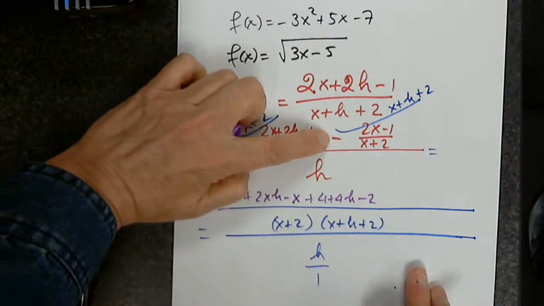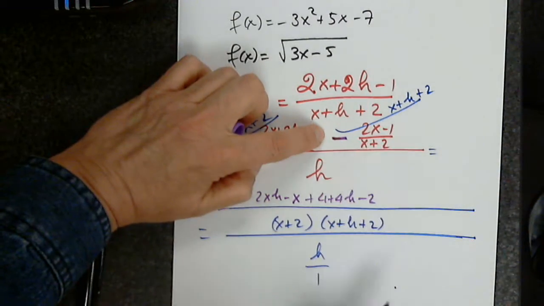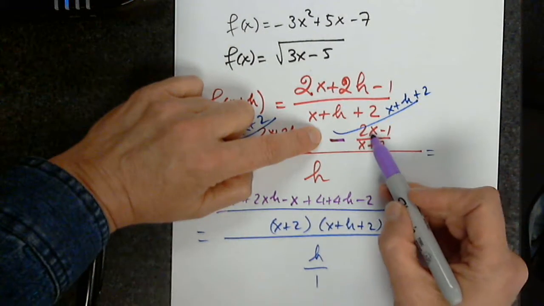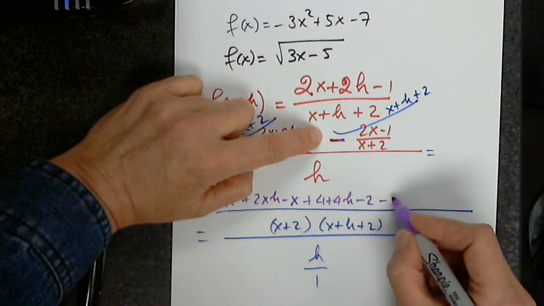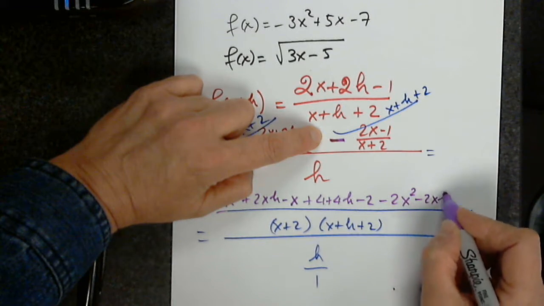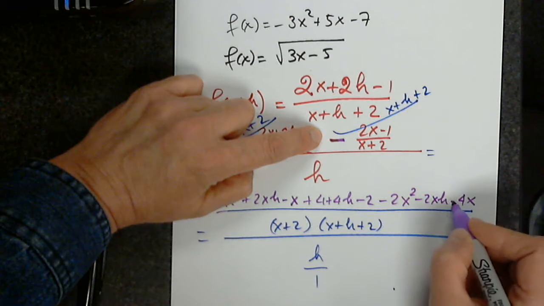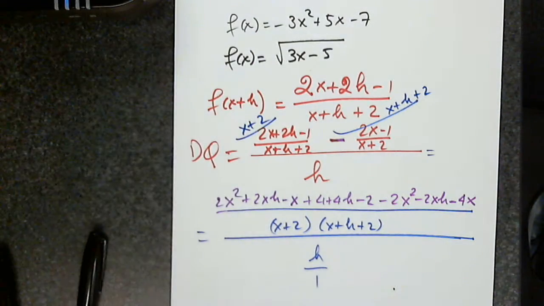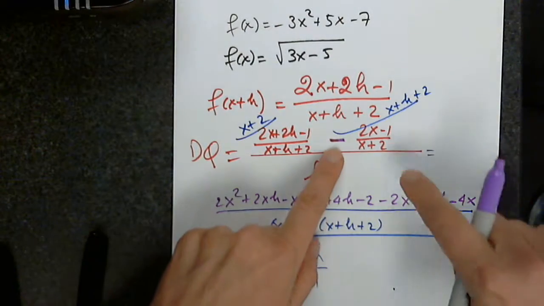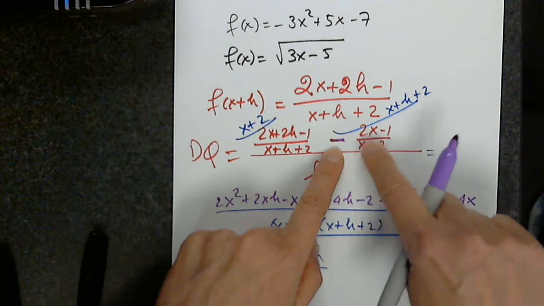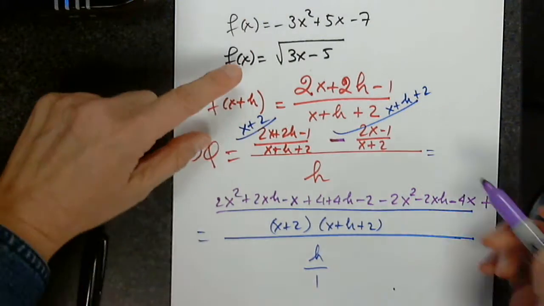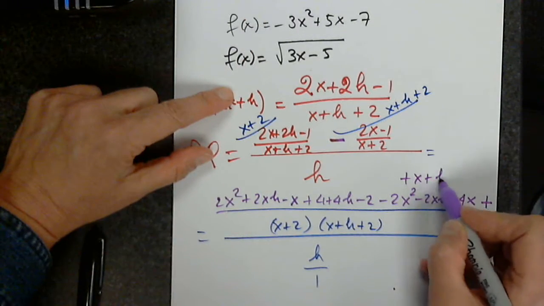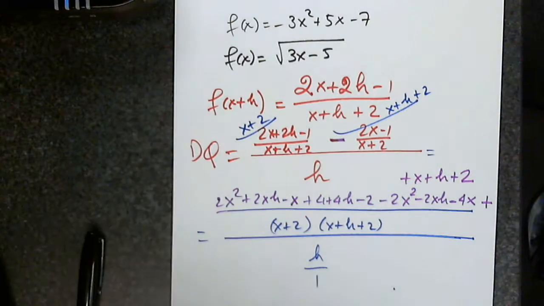Now I have to be very careful because there is a minus in front of the fraction line, and I have to distribute 2x to these three terms, but actually negative 2x. So it's negative 2x squared, negative 2xh, and minus 4x. Now I have to distribute negative with negative 1. Since they're negative, negative, it's going to be positive 1. So I'm going to say plus. Of course, I ran out of room. So plus x plus h plus 2.